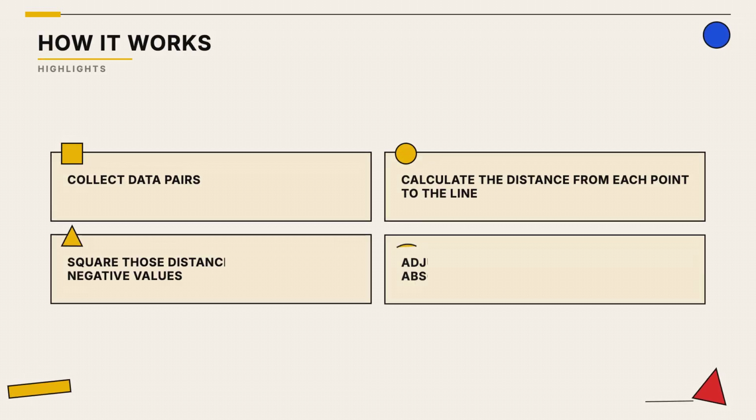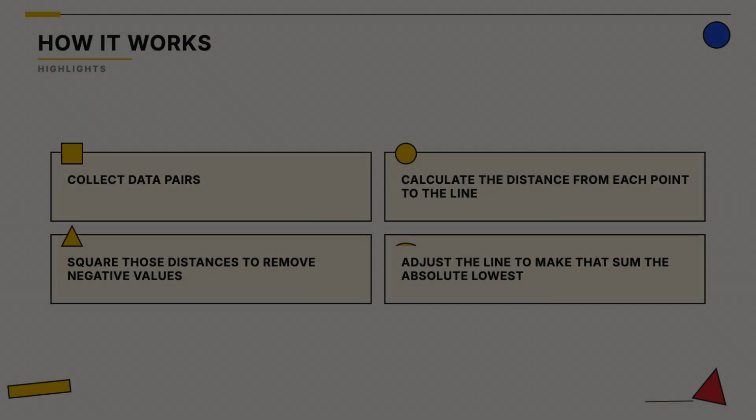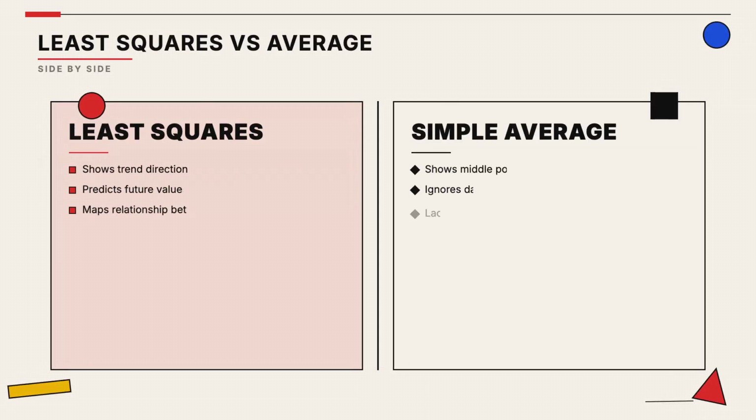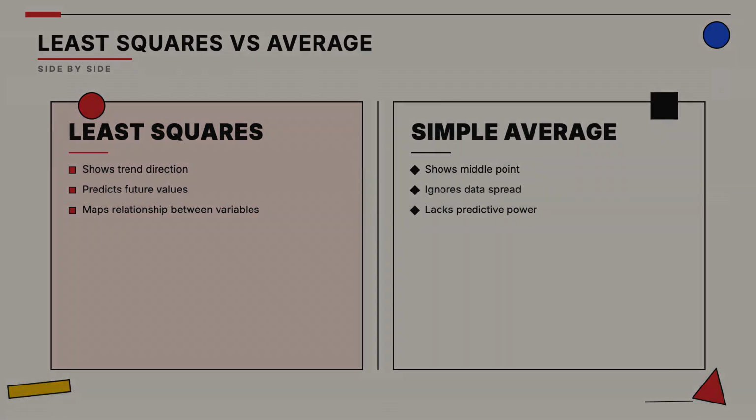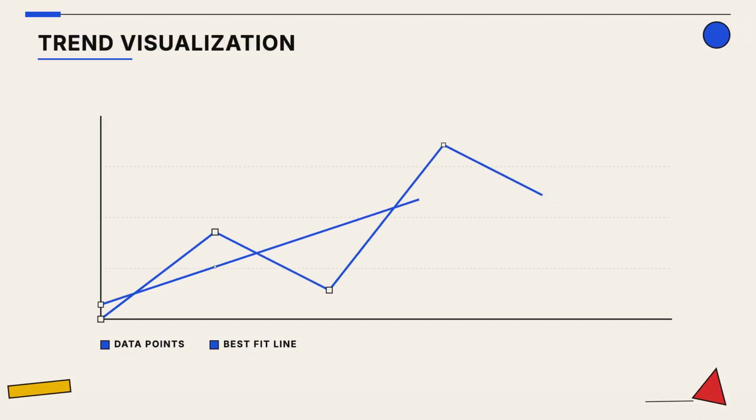By squaring the distances, we ensure that both positive and negative errors contribute to the total, preventing them from simply canceling each other out. While an average just tells you where the center is, least squares tells you how one variable changes in relation to another. The resulting line acts as a model. Analysts use this to forecast future performance based on historical patterns found in the data.